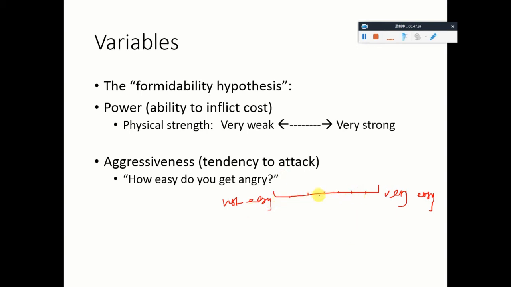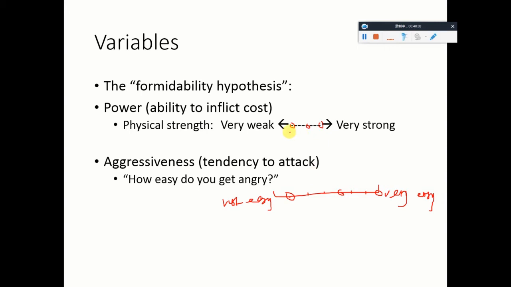For example, this one will be, well, neither very easy nor not very easy, right? I'm just a very calm person. I don't get emotional at all, right? So a person might score here, a second person might score here, a third person might score here, right? As such, we can have a value for each individual. The same goes for the scale for physical strength, right? A person might score here, a person might score here, a person might score here.